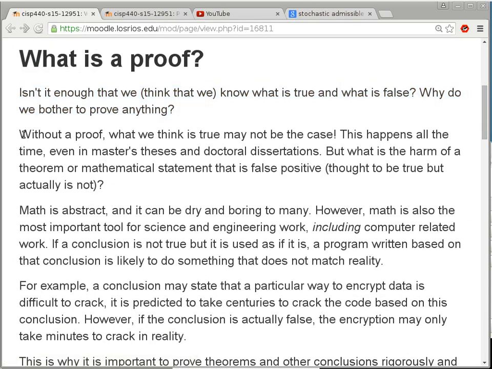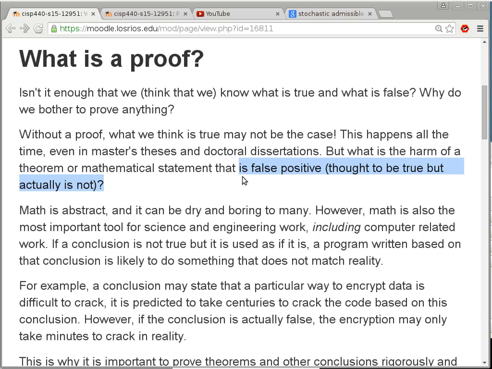Okay, so getting back to the class here. Without the proof, what we think is true may not be the case, and I have just made that point. This happens all the time, even in master's theses and doctoral dissertations. But what is the harm of a theorem or mathematical statement that is actually a false positive? In other words, it is thought to be true, but it really is not the case. What can be so bad about that?